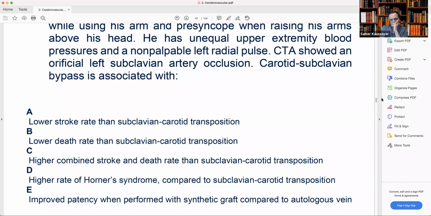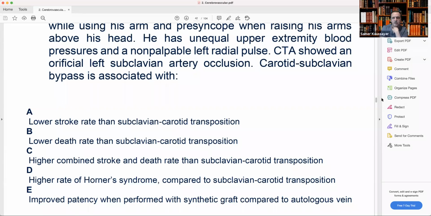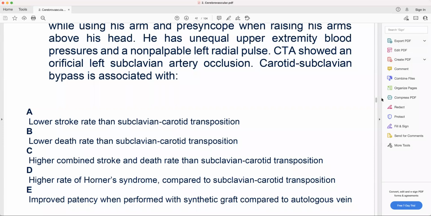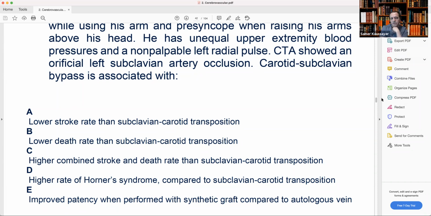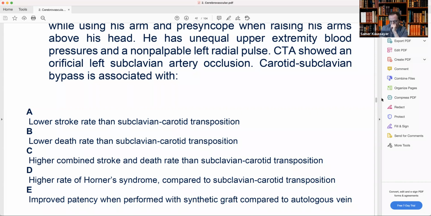Next: improved patency when performed with synthetic graft compared to autologous vein. When you saw the subclavian bypass, was it a vein or synthetic? It's synthetic. Did you see anyone do it with a vein? No. So the reason is that this is the only place where patency is better with a synthetic graft than with the vein. I think it's because of the ring and the movement with the clavicle. The kink.